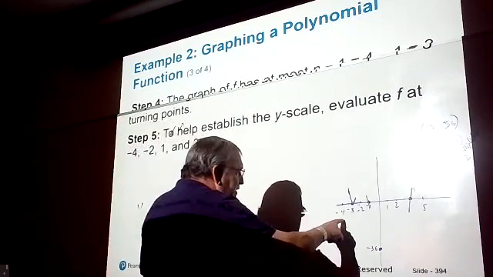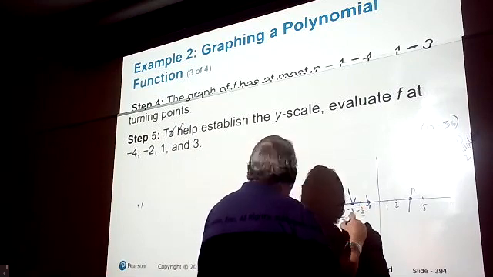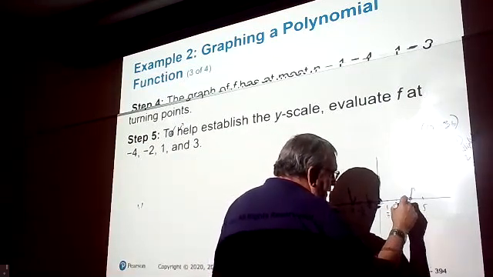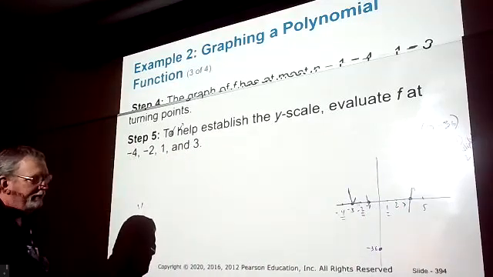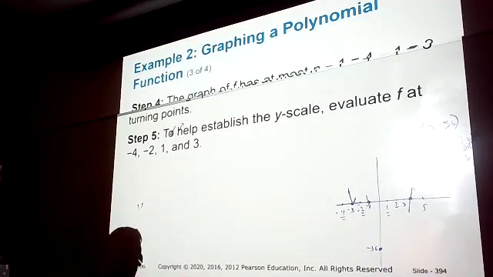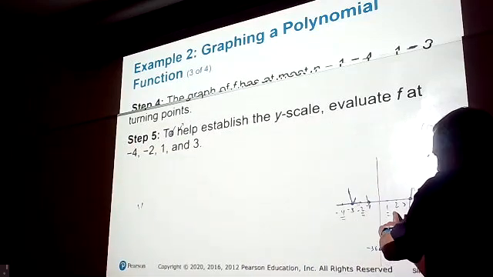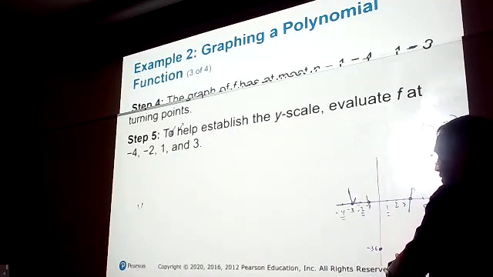And so they were doing the same thing. They want to look at what happens at -4, at -2, and oh, they did 1 and 3. I would have done 1 and 2, because I know at 3 it's going to be closer to 0 than it is at 2. So I would have done 2 instead of 3.